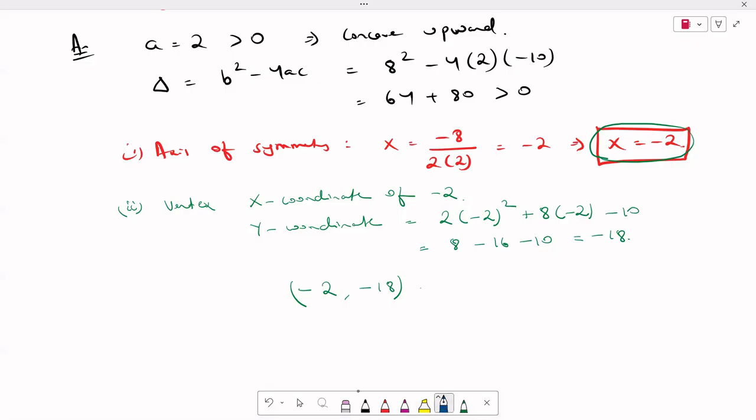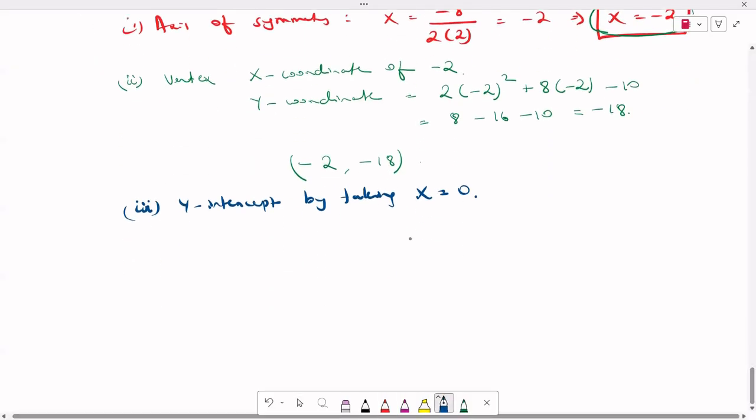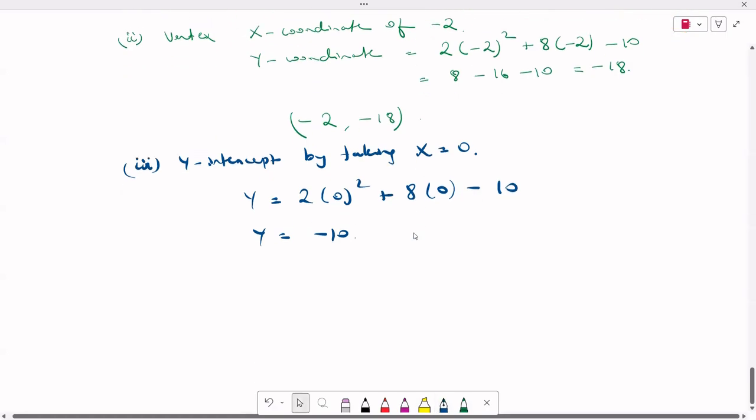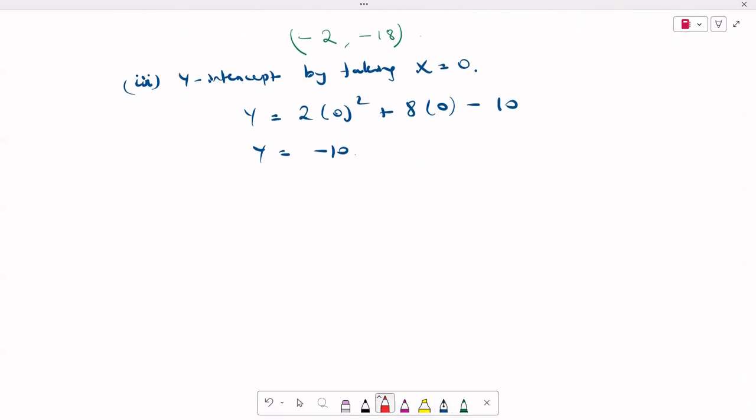So third, let me find the y-intercept by taking x = 0. In the given equation, y = 2 times 0² + 8 times 0 − 10. So I got y = −10. That's the y-intercept. Now we are all done and set and ready to plot the graph.